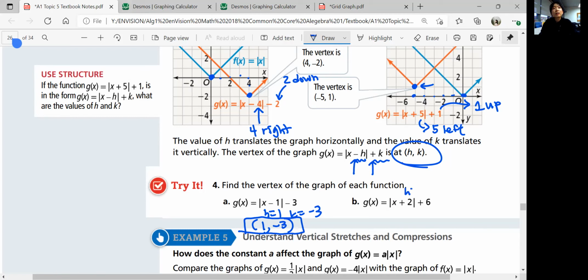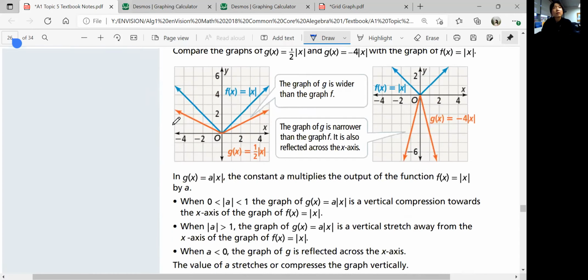What about part B? Your h is plus 2 where it's supposed to be subtract 2, right? So your h must be -2 and k is positive 6. So your vertex is (-2, 6). Your axis of symmetry is x equals -2.